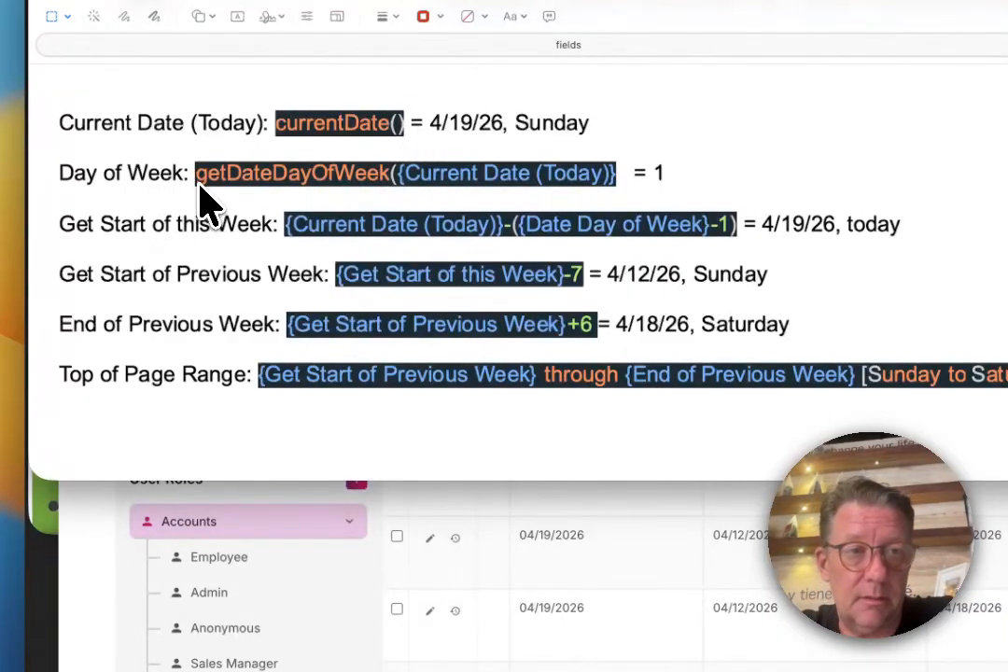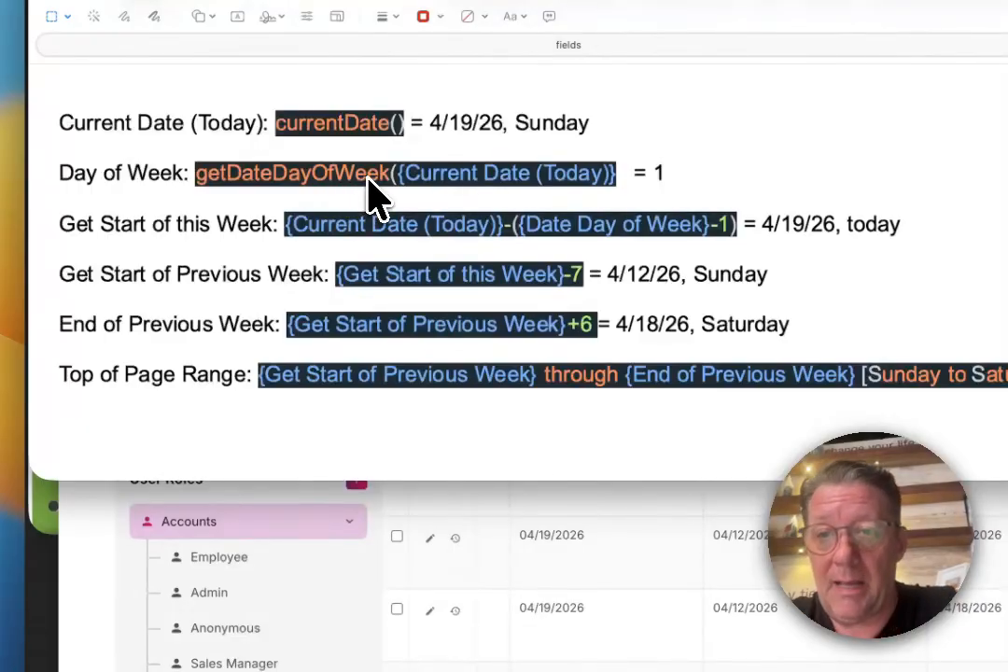Here's another function. Get day of the week. Now, I believe if you put this in a text formula, it will give you Sunday, Monday, spelled out. But we don't want that because we're going to put math involved. So it's an equation, get day of the week. And it's going to ask what date are you talking about, because it could be any date. In this case, we're going to get today's date. That results in a number 1. There, I showed it.